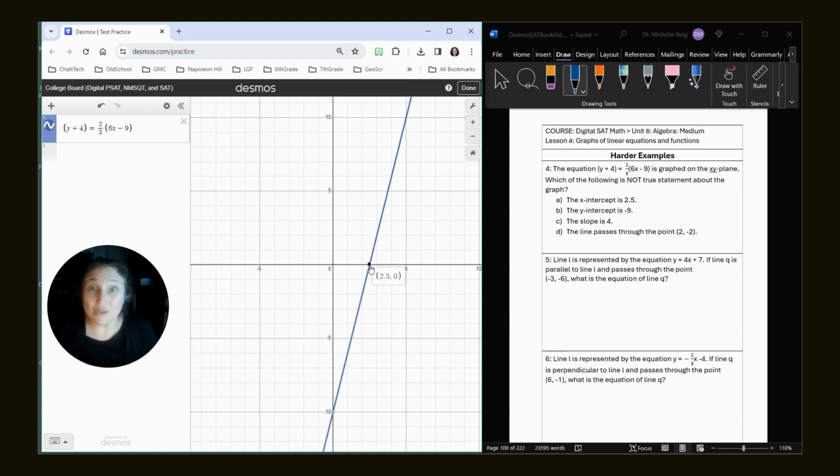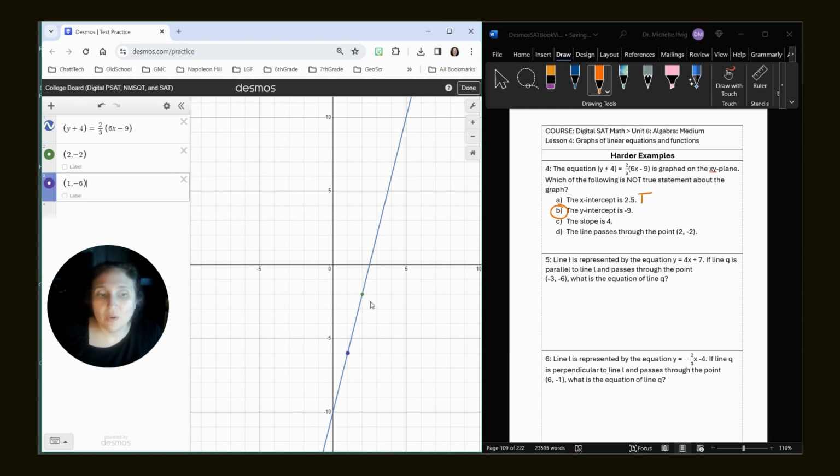Ooh, look at what it says though. Which of the following is not true? So yes, this is true. The y-intercept is -9? Nope, the y-intercept is -10. The line passes through the point 2, -2. So we know the answer is B, but I just want to show you that's how you can check it. And then you can do the slope. If I have this point right here, 1, -6, we can clearly see that it's up 4 over 1, up 4 over 1, which has a slope of 4.